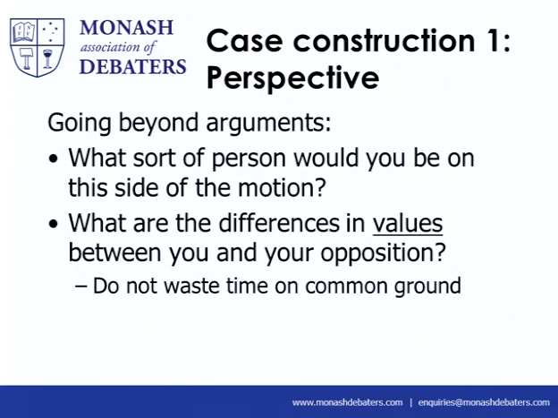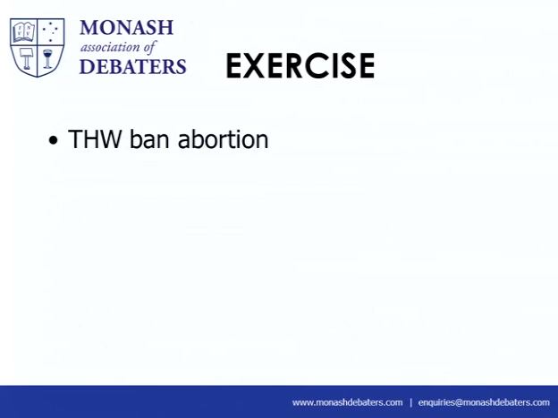Let's do this one a bit more. Let's do a perspective exercise. So what sort of person would you be? Let's say the motion is: This house would ban whaling. You know, like spearing whales and stuff. Okay? If you're on the affirmative team, what sort of person would you be in the real world?